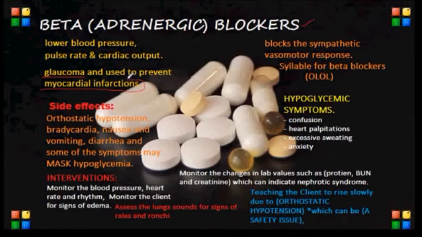Okay, now try to remember that what beta blockers do is that basically they act by blocking the sympathetic vasomotor response in the body. For the NCLEX exam, remember that the syllables for beta blockers is usually OLOL, right? OLOL. And the potential side effects of beta blockers would include orthostatic hypotension, bradycardia, nausea and vomiting, and diarrhea.